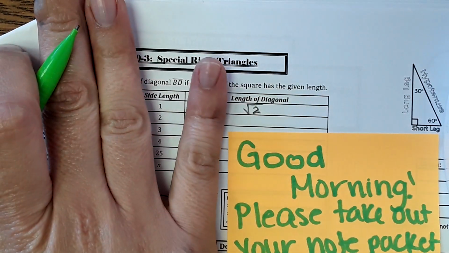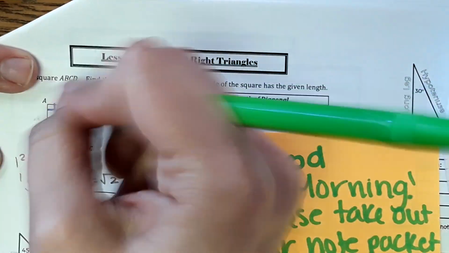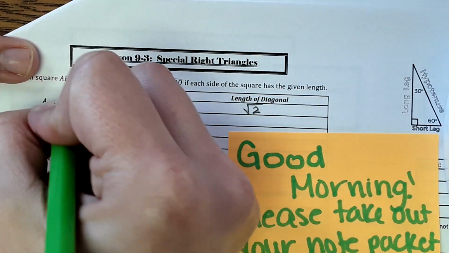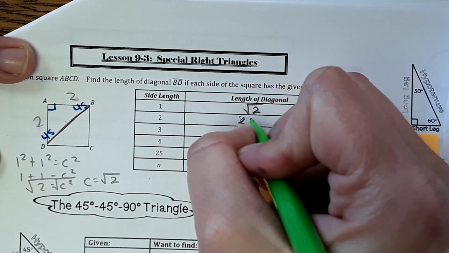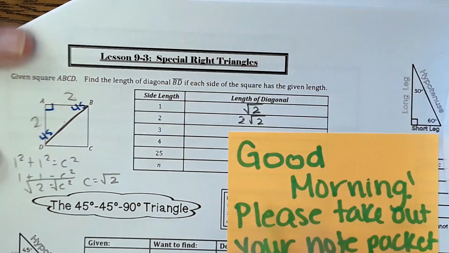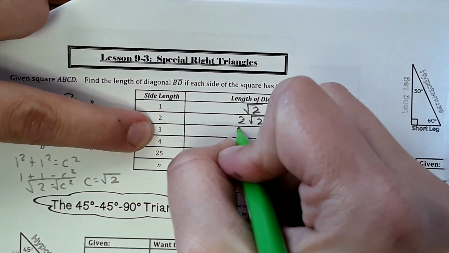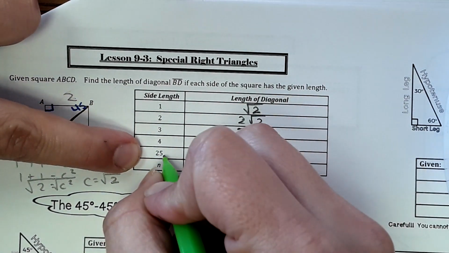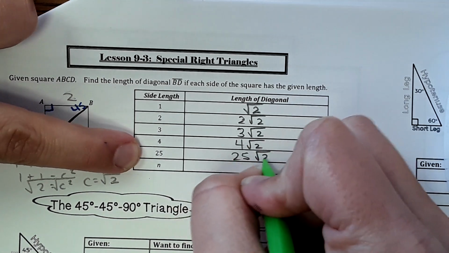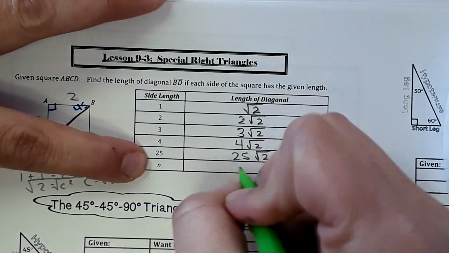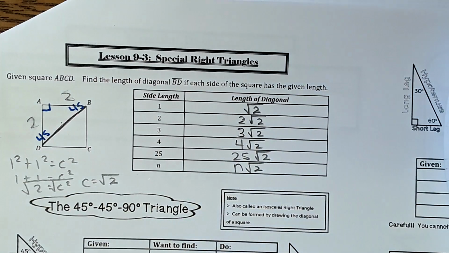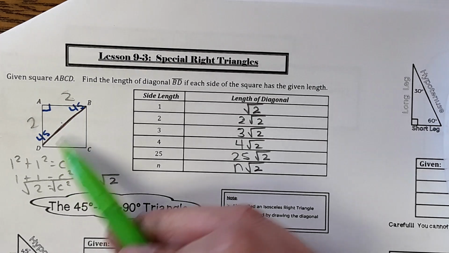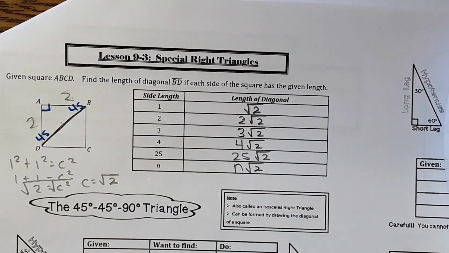Whoa, it's blurry. Okay, if you were to put 2 here and do the Pythagorean theorem, then you would get 2 square root of 2. And if you put 3, it would solve to 3 square root of 2, 4 square root of 2. And if it was 25, you'd get 25 square root of 2, or any side length, n square root of 2. So the diagonal of a square follows these rules.